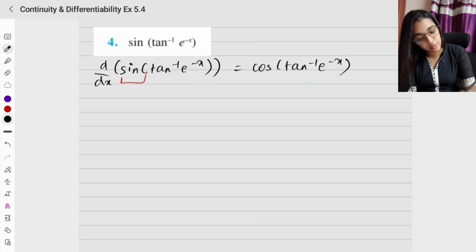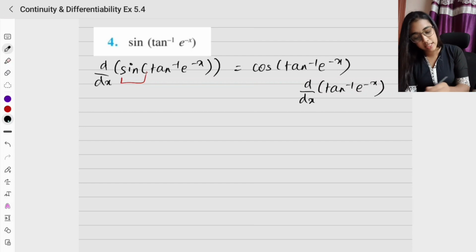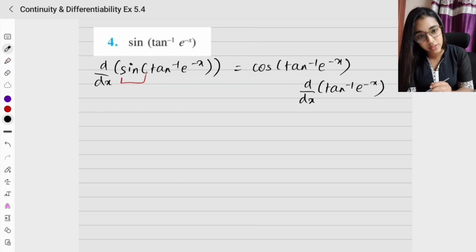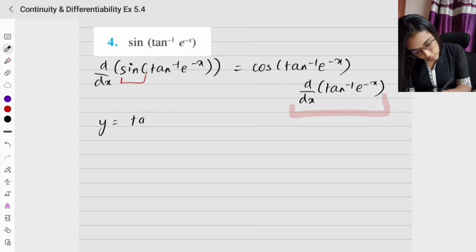I need to find the derivative of that also. So I need to find d by dx of tan inverse of e to the minus x. You need to understand that e to the minus x is inside the tan inverse function. So now I'm going to find the derivative of this particular function. So what am I going to have? I have y is equal to tan inverse of e to the minus x.